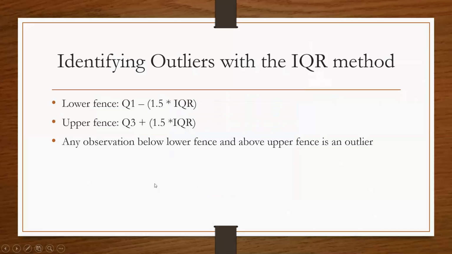So identifying outliers with the IQR method, this basically comes in with any box and whisker plots. Sometimes you get it when they give you amounts of data. Basically, to do it, you want to find the lower fence and the upper fence. The lower fence is Q1 minus 1.5 times the IQR. The upper fence is Q3 plus 1.5 times the IQR. With this method, anything below the lower fence and anything above the upper fence is considered an outlier.